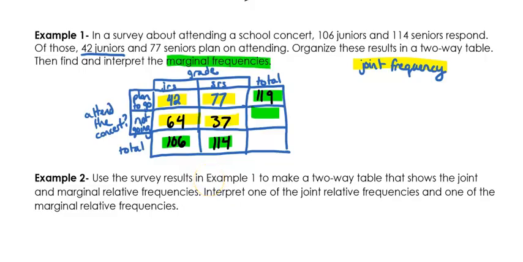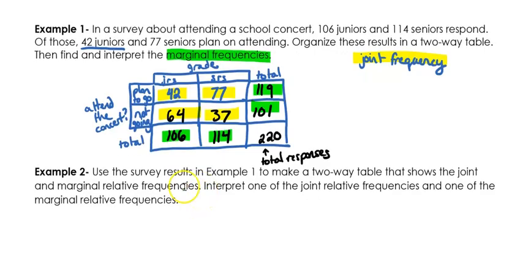And then you can add up 64 plus 37, and it tells you there are 101 juniors and seniors who are not planning to attend. So to find this bottom right corner, this is the total number that respond, right? I think of it as the total. And so if you want to find this, you can either add up 119 plus 101 and you get 220, or you can do 106 plus 114. It's a good way just to check that your numbers are checking out. And so that's our two-way table.